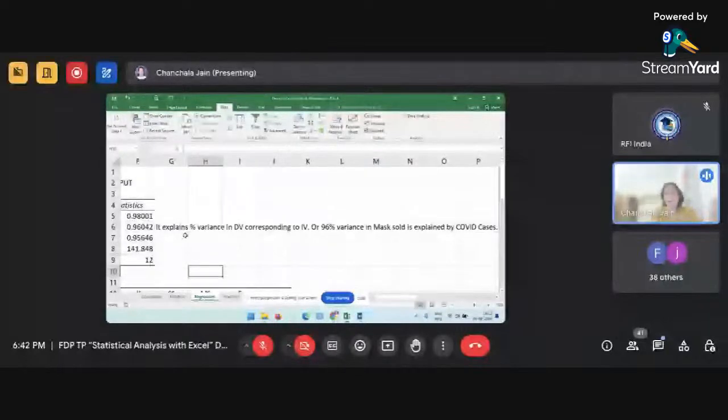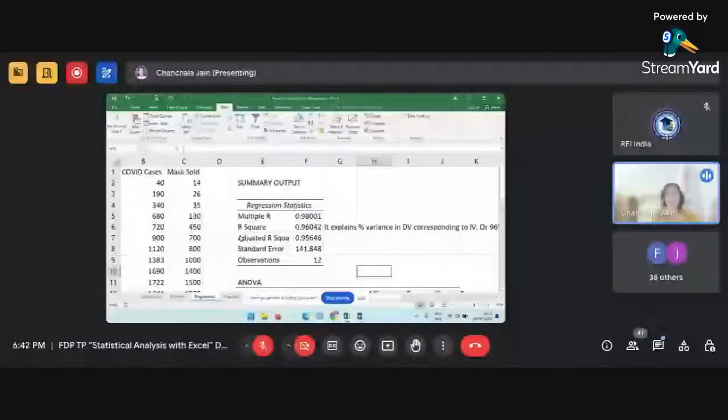I hope it is visible to everyone. So how much of your dependent variable is explained by your independent variable? That type of study we can do using the R square. Somewhere it is telling you the fitness of your model, whether your model is a good model or not, right? So that you can check using the R square also. But the main work of R square is to explain the percent variance in the DV corresponding to your independent variable, right?